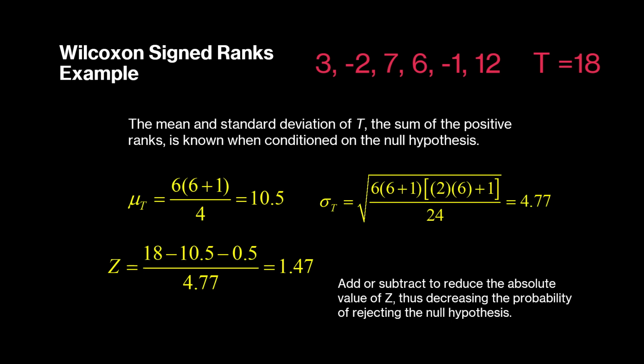Using the formulas I just presented, with a sample size of 6, we can calculate the mean of t under the null hypothesis to be 10.5, the standard deviation of t to be 4.77, and then calculating our z statistic, we get 1.47. That is, we take our test statistic of 18, subtract the mean, then subtract another half. Remember, this is the correction for continuity, and we should subtract here because it will make z a little bit smaller, and then divide that all by 4.77, and it gives us a z of 1.47.